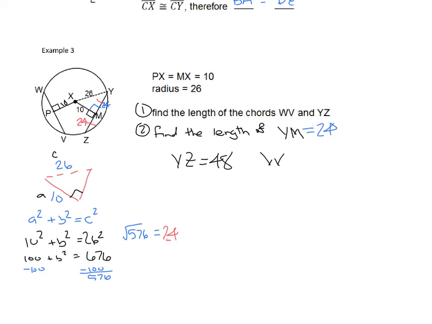So now we just have to figure out what WV is. Before you just say, oh, well, it's congruent, you have to have justification. The reason we can establish that chord WV is congruent to chord YZ is because these two chords are equal distance from the center, because XM is 10 and XP is 10. So because of that, WV has to also be congruent to YZ. Therefore, they are both 48. Kudos.